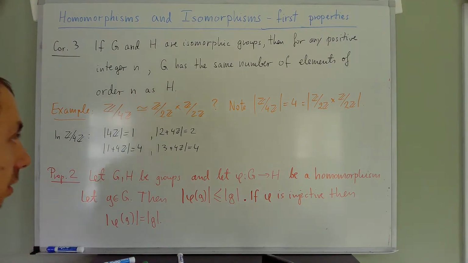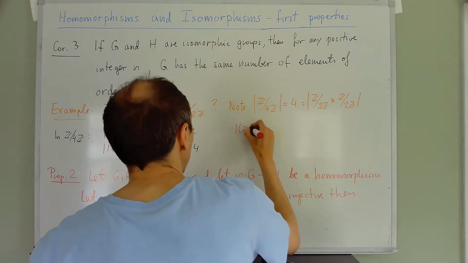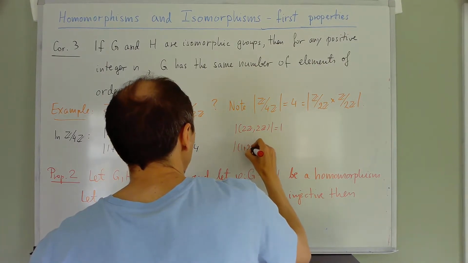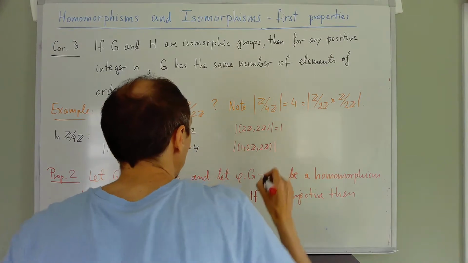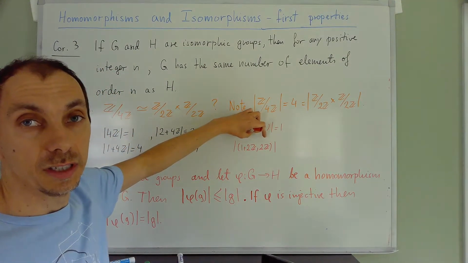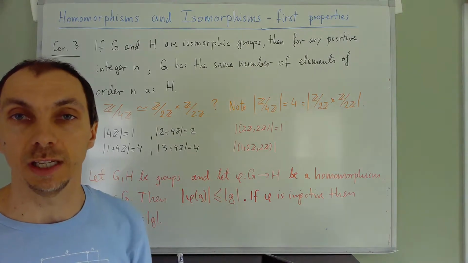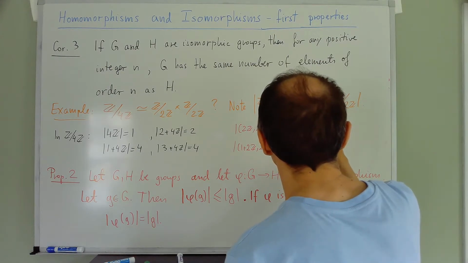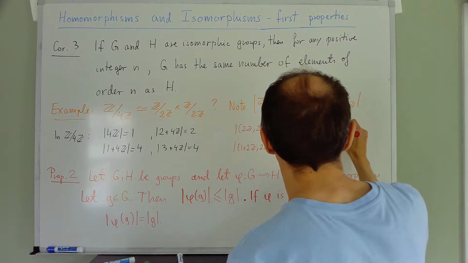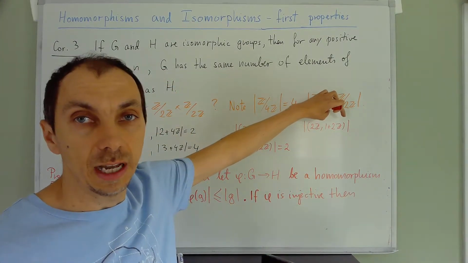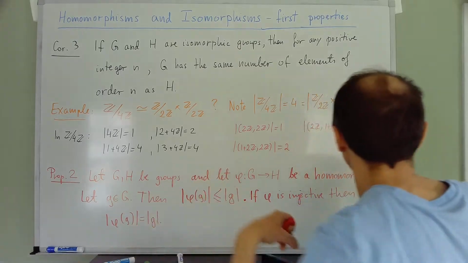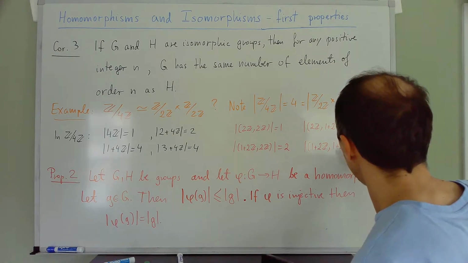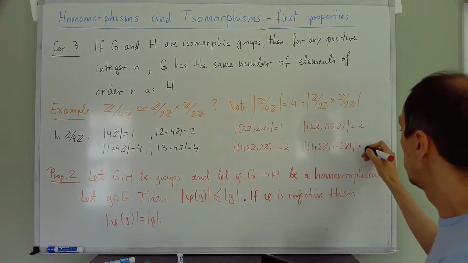Let's look at the orders of elements in this group. (0 plus 2Z, 0 plus 2Z) has order 1. (1 plus 2Z, 0 plus 2Z): if I add this element to itself, I get (2Z, 2Z), so I get the identity. So the order is 2. What about (0 plus 2Z, 1 plus 2Z)? If I add this element to itself, I get (2Z, 2Z). So again, I get the identity, so it's also of order 2. And finally, this one: if I add this to itself, coordinate-wise addition, I get (2Z, 2Z). So the order is 2.